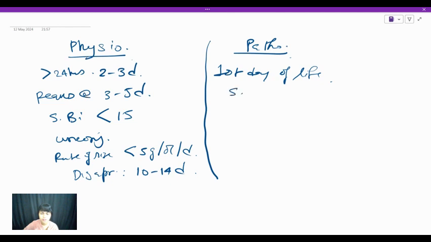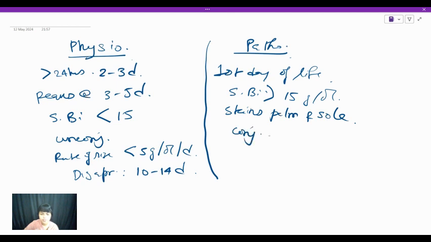Okay, the serum bilirubin goes above 15 gram per dl. So it stains palm and sole. If you're remembering Kramer's rule, you can understand it stains palm and sole means more than 15. Okay, if there is conjugated hyperbilirubinemia.